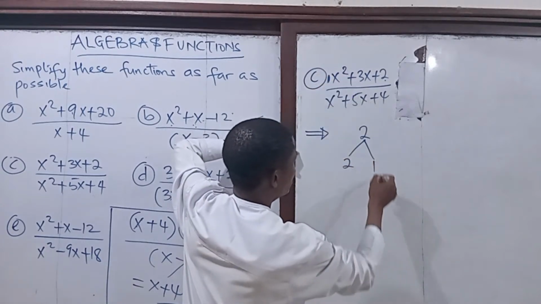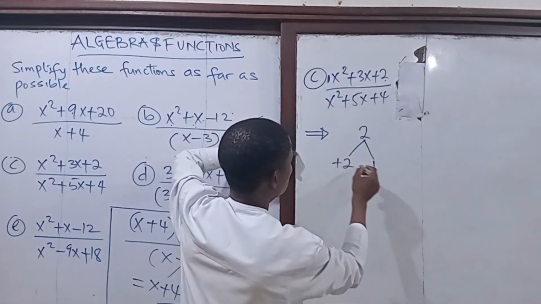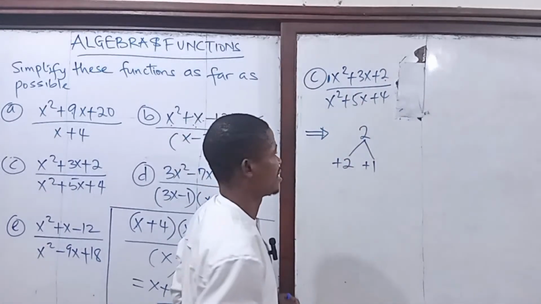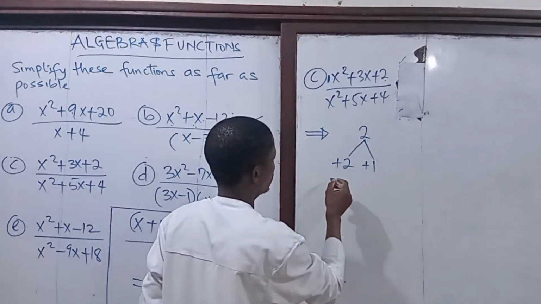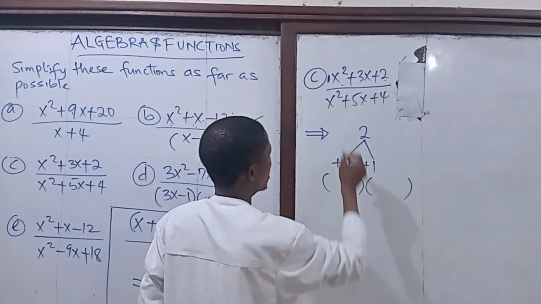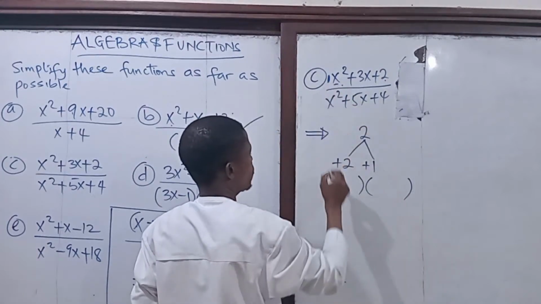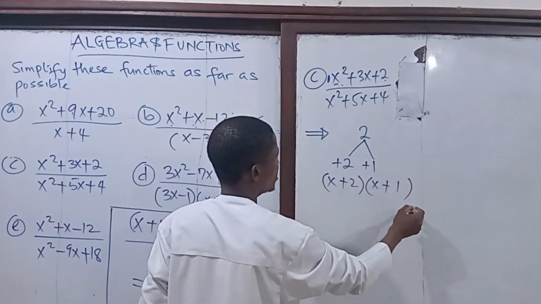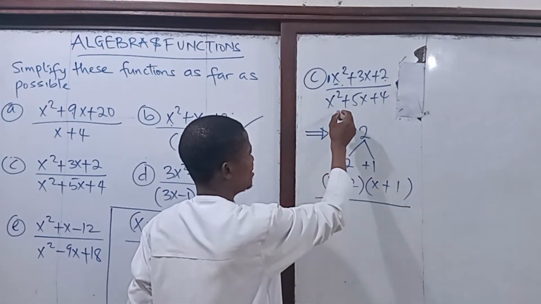That is a 2 and 1, 2 times 1. And that will be plus 2 and plus 1. So these are the two factors of 2 that can generate 3x. And you go back to your numerator, okay? Pair this x squared, 1 here, and that'll be plus 2 plus 1 over the denominator.